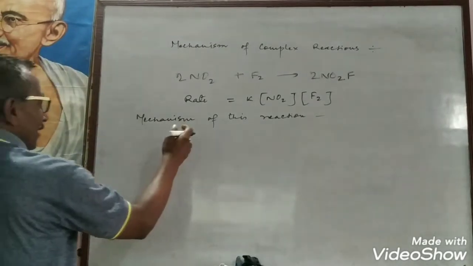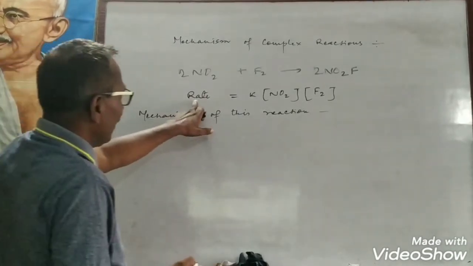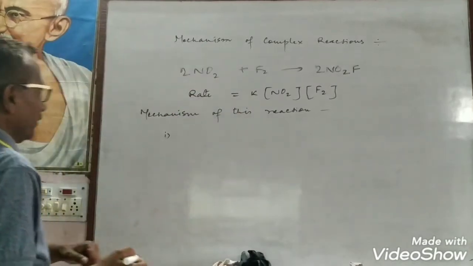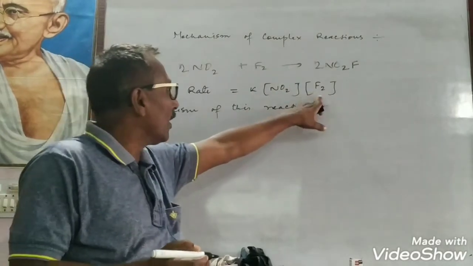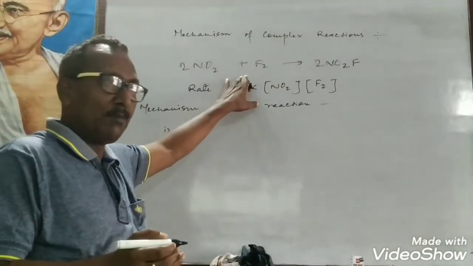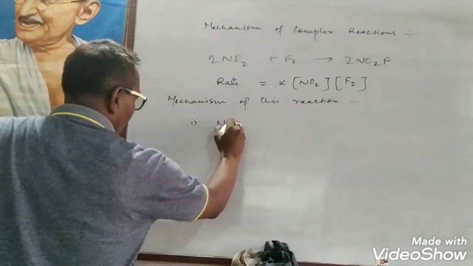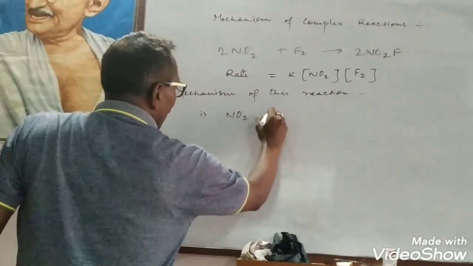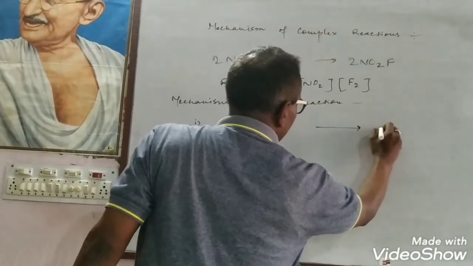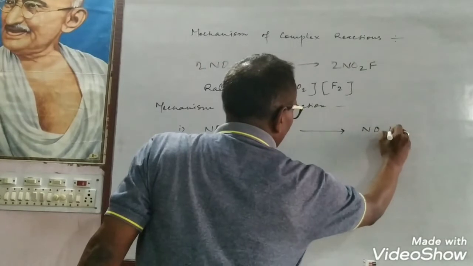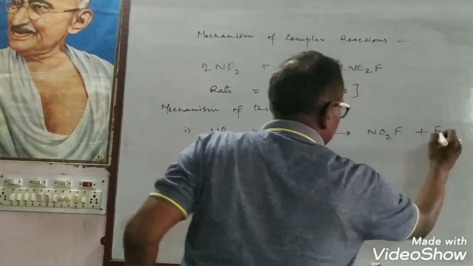So for writing the mechanism, first of all, we consider the rate law that is given in the question. According to rate law, 1 mole of NO2 and 1 mole of F2 are participating in the chemical reaction. So we have to write 1 mole of NO2 plus 1 mole of F2. This gives NO2F according to the product plus F.